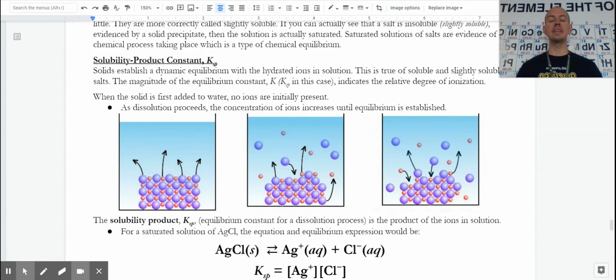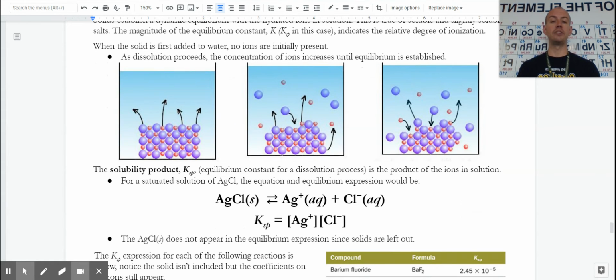The way we represent this is with a K expression. So we have an equation here. Silver chloride is a very common precipitate that we could make. Silver nitrate and salt mixed to make this. It doesn't dissolve very much.